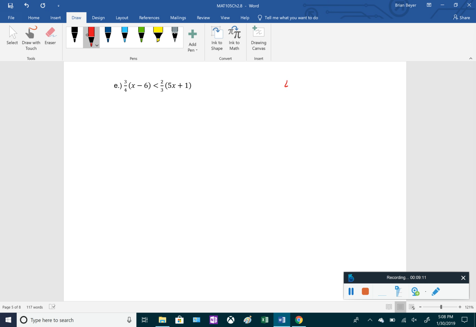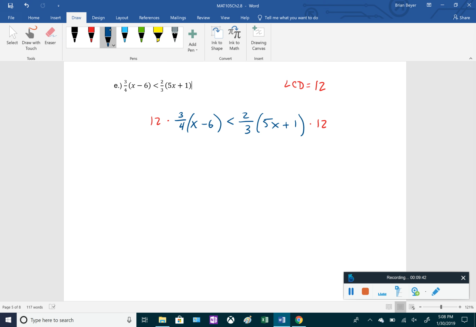the LCD. The least common denominator of every fraction here, that's the least common multiple of 4 and 3, which is 12. So we're going to multiply both sides by 12. And the whole reason for doing this is because this is going to cancel off all of the fractions. So I'm going to multiply that by 12 and this by 12.